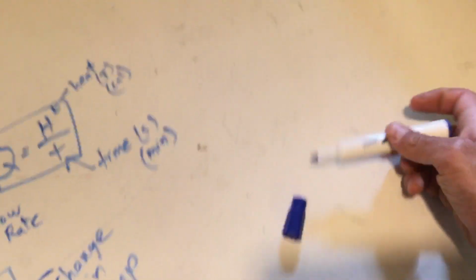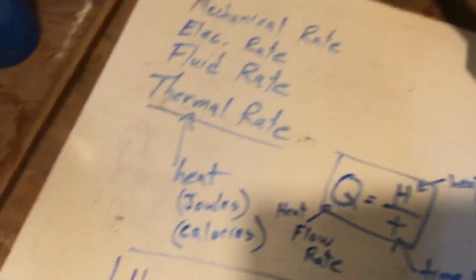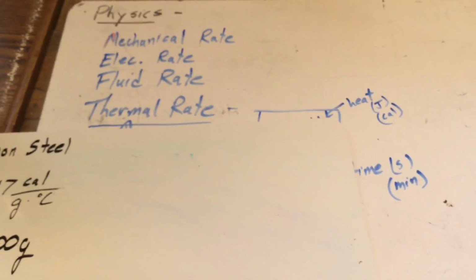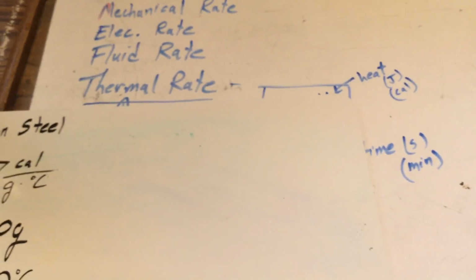So let's do an example. Let me get a different color marker here. I'll switch over to the black. And I'm also going to try something else with my camera here. I don't like this. I guess that's working all right.